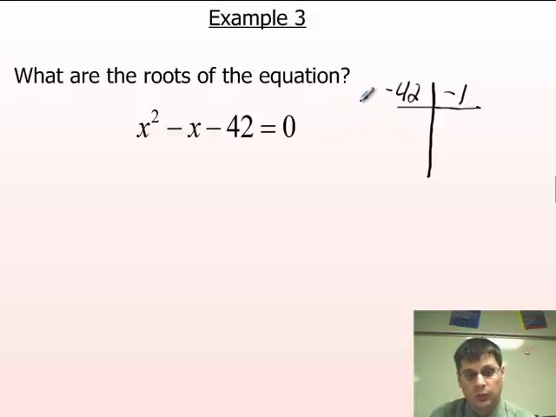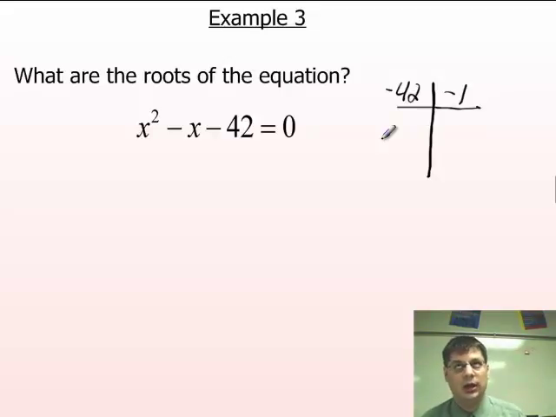Again, we look at the signs. The negative in front of the 42 tells us the signs are different, because a positive and a negative give us a negative. And the negative on the 1 tells us that the larger number is going to be the negative one, so to speak, and only larger by 1. So that'll help us. These numbers are going to be very close to each other.